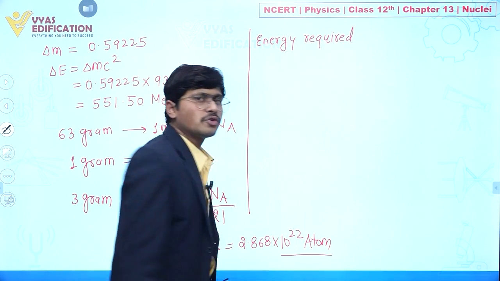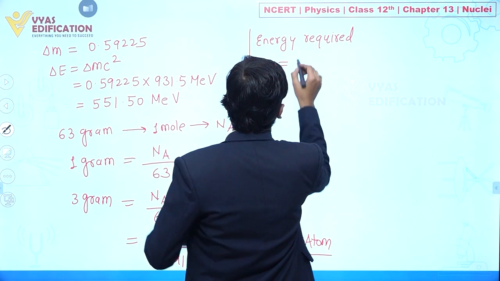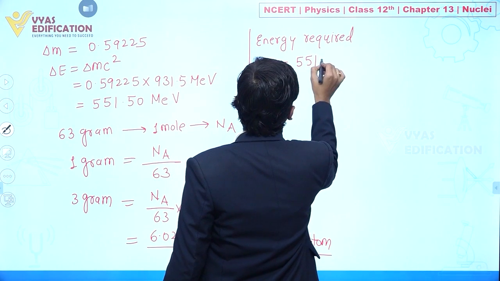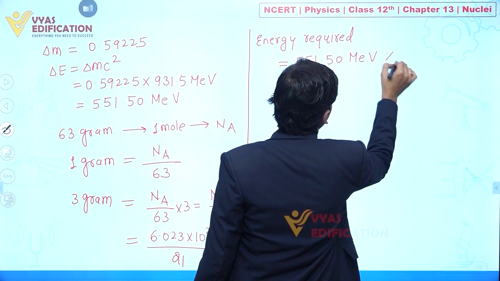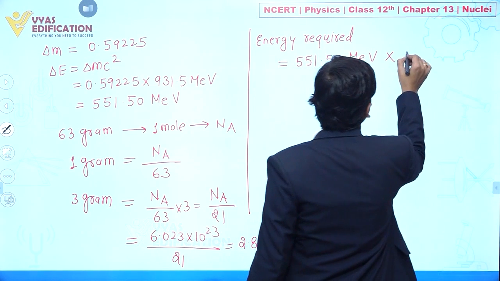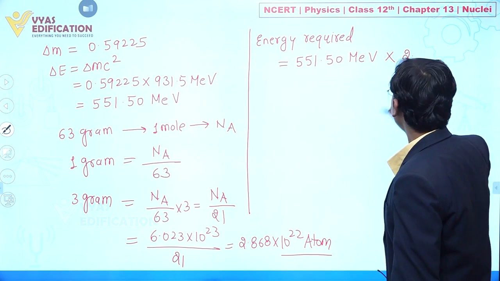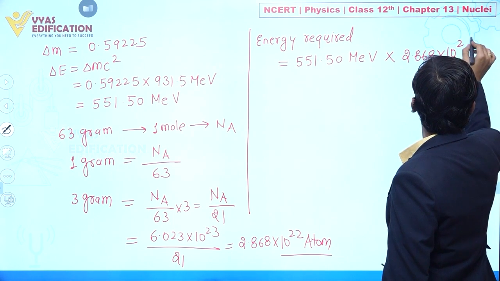So directly we can say the energy required to separate protons and neutrons is given by, first, we have 551.50 million electron volts of energy that is required for 1 nucleus. But we have this much number of atoms, 2.868 into 10 to the power 22.